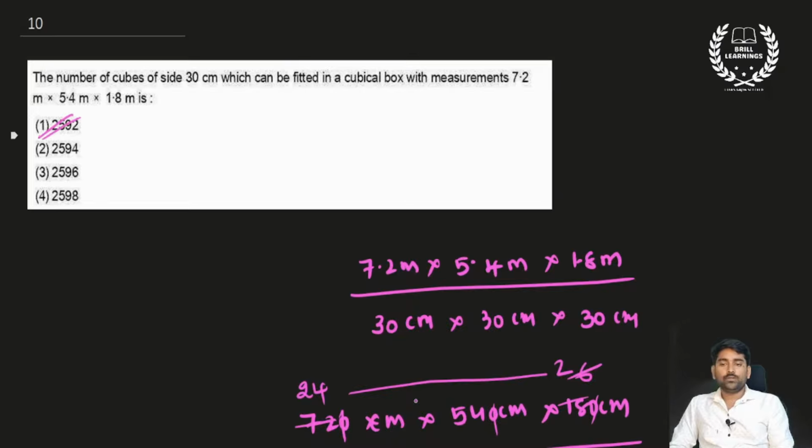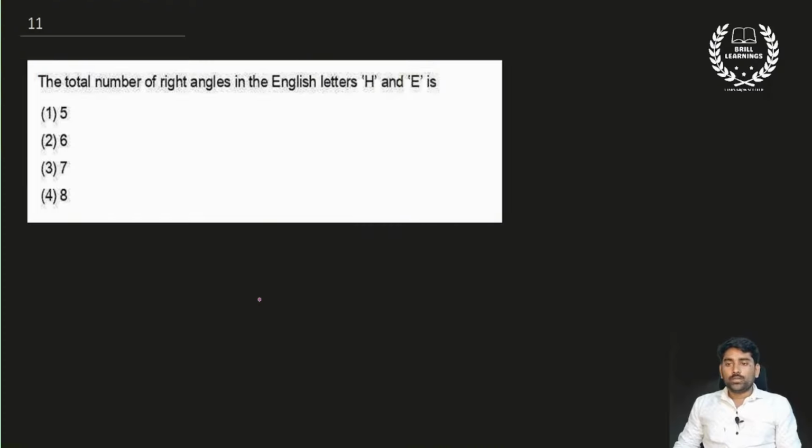1592. First one is the answer. Let's move on to the next question. The total number of right angles in the English letters H and E.